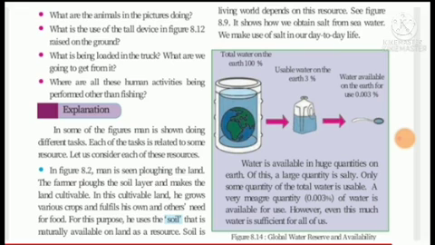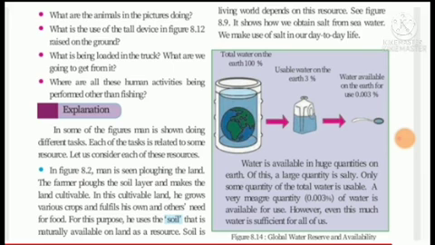In figure 8.2, man is seen plowing the land. The farmer plows the soil layer and makes the land cultivable. Cultivable means you can take a crop production in it. In this cultivable land, he grows various crops and fulfills his own and others' need for food. For this purpose, he uses soil that is naturally available on land as a resource. Soil is a natural resource and the living world depends on this resource.